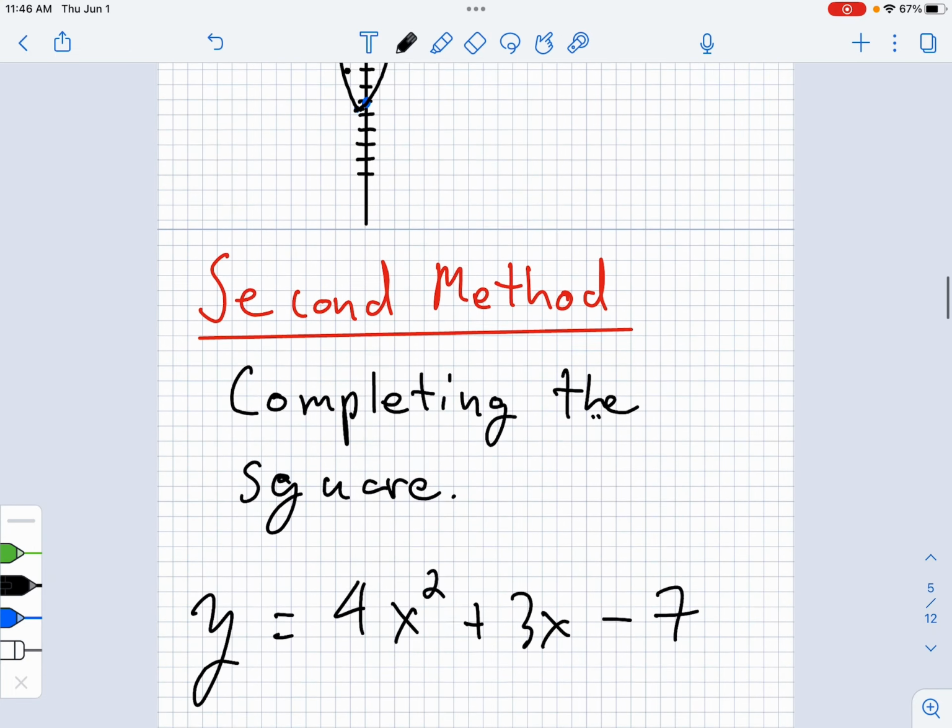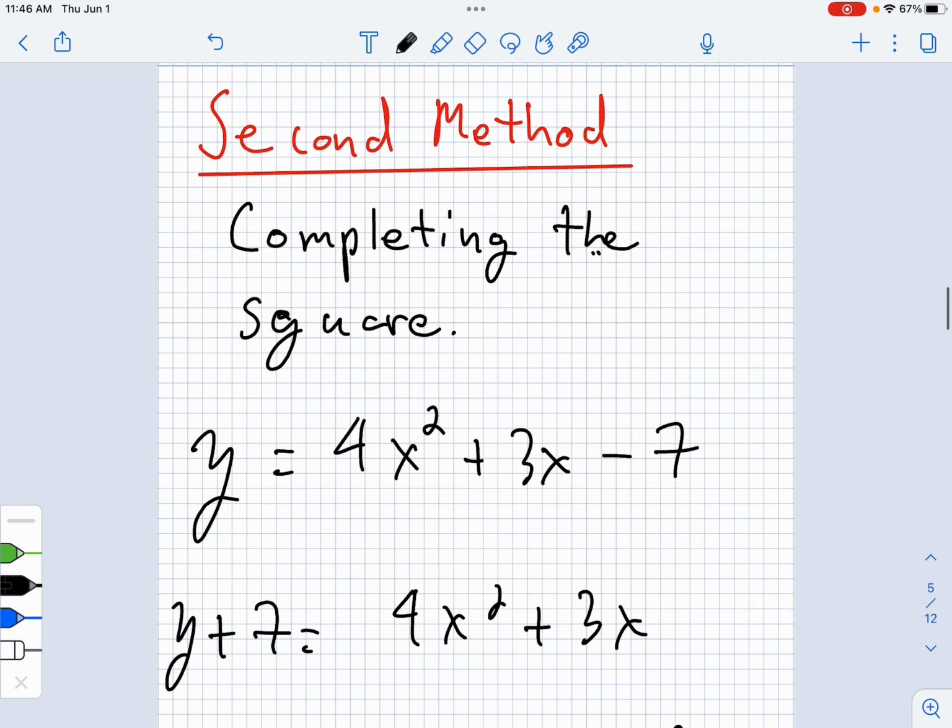And for the second part, the second method is going to be completing the square, which is a more tedious method in the beginning. However, it pays off because you can grab the vertex and the x-intercepts as well from there fairly easily.